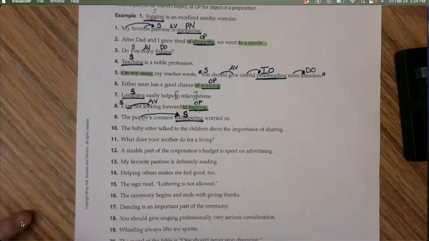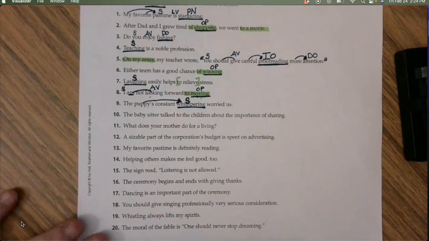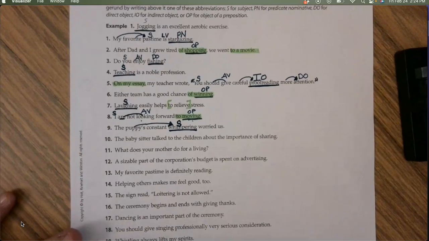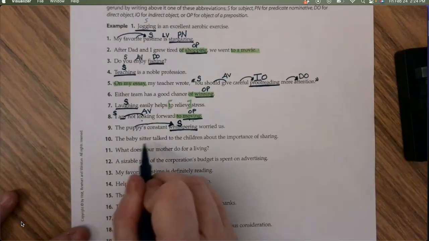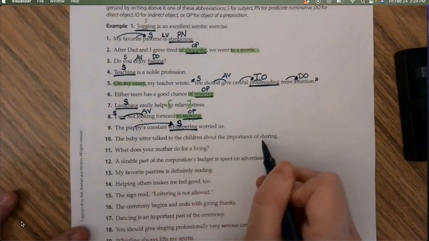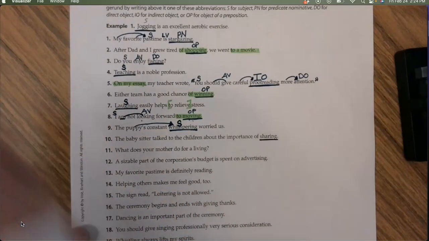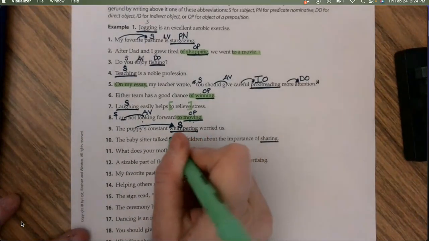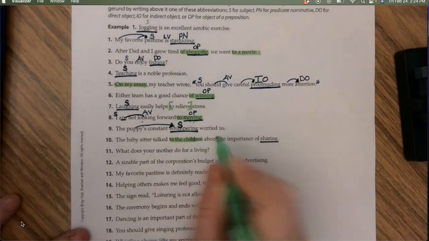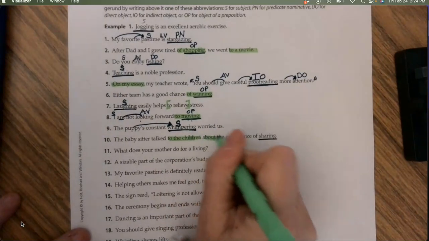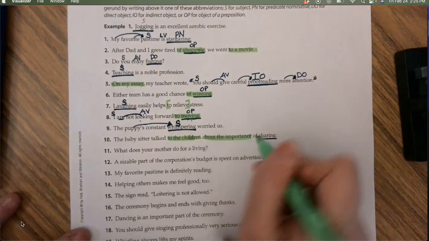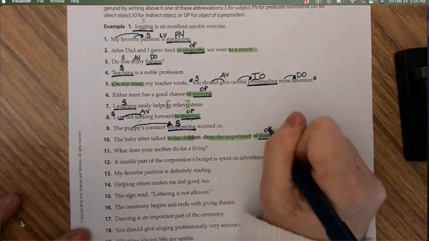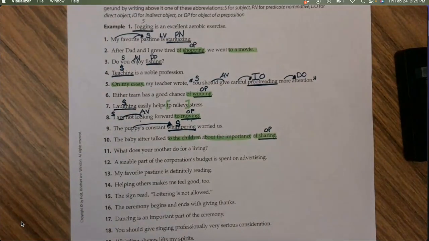And then the last one I'm going to do with you, and then you're going to try this on your own. The babysitter talked to the children about the importance of sharing. So I'm going to look for my verb that ends in ing, and it is sharing. So now I have to go look for my phrases. I see to the children, about the importance of sharing. So since sharing is at the end of the prepositional phrase, that's the job it's doing.